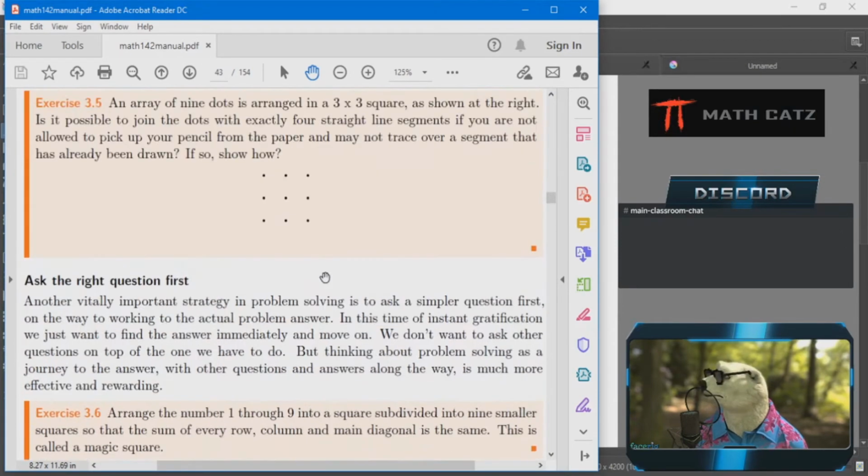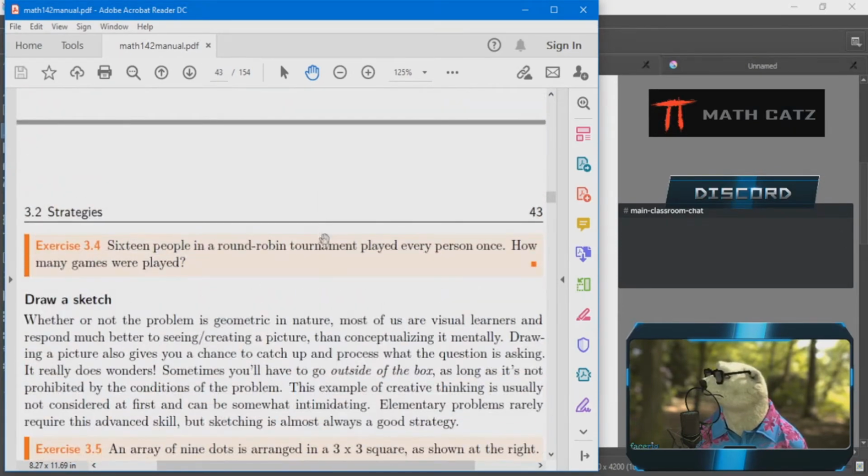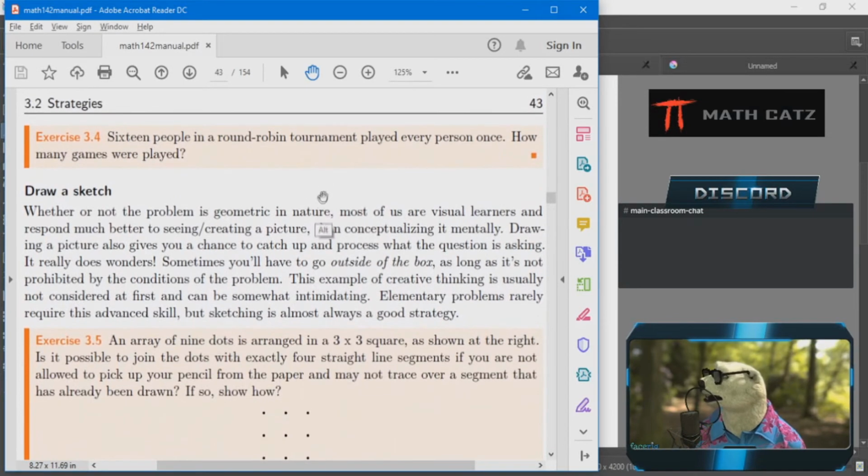Where are we now? We missed, on purpose, exercise 3.4. So let's do it, if there aren't any questions. Maybe you don't know what to ask. 16 people in a round-robin tournament played every person once. How many games were played?